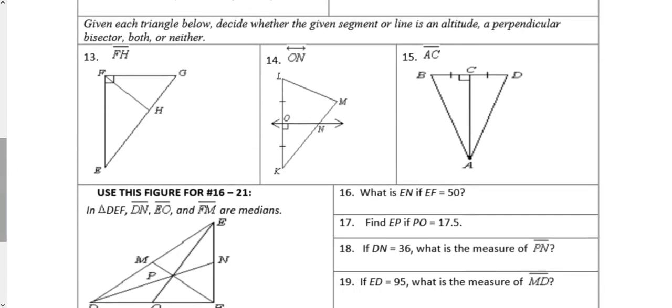Given each triangle below, decide whether the given segment or line is an altitude, perpendicular bisector, both, or neither. Okay, FH. Well, GH and EH are not marked with equal marks, so it's not a perpendicular bisector. And since we have no 90-degree angle at H marks, even though it looks like it, we say neither.